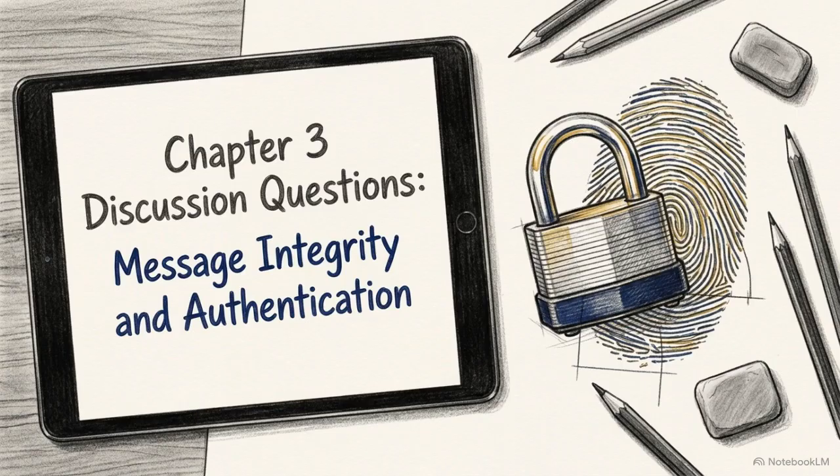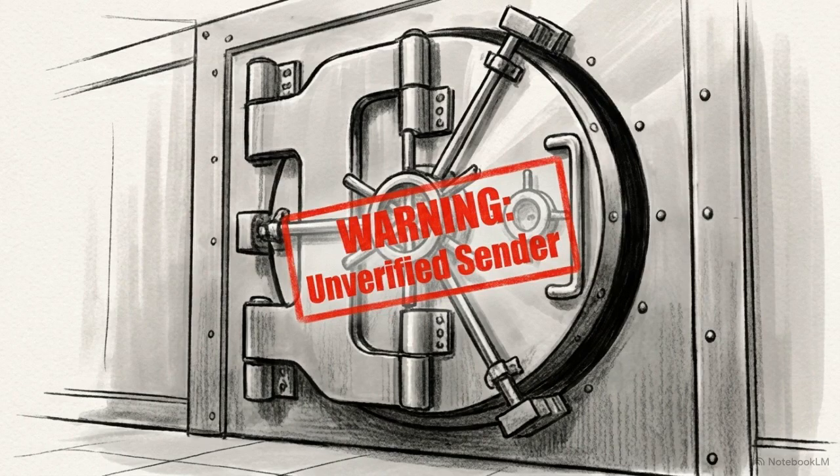For your upcoming tutorial with Dr. Al-Maliki, review the end-of-chapter discussion questions. Remember that robust cybersecurity requires combining secrecy with unforgeable integrity. Without a mechanism to verify who sent the data and that it arrived unaltered, even the strongest encryption leaves the system vulnerable.